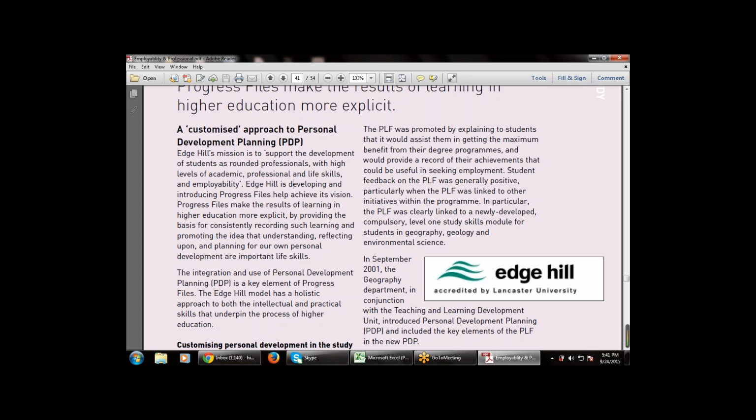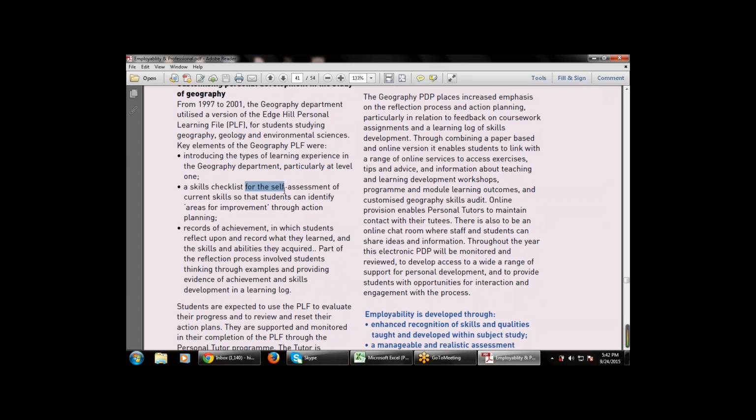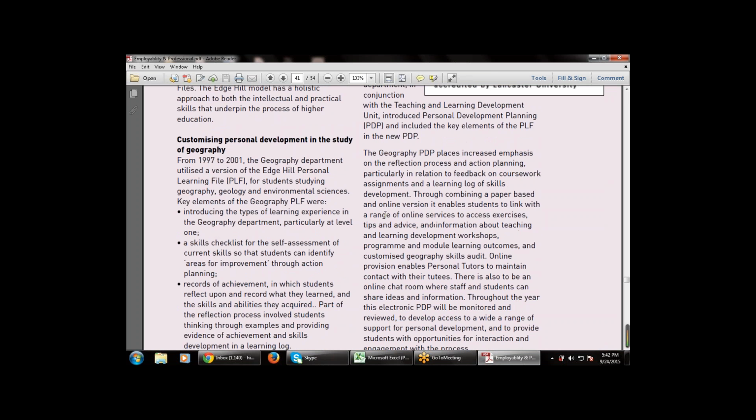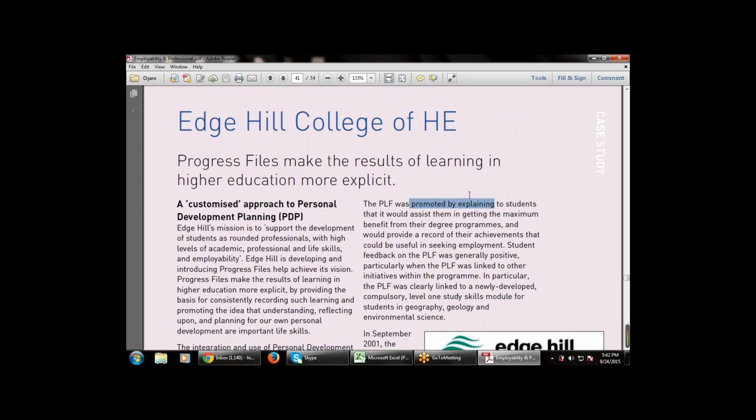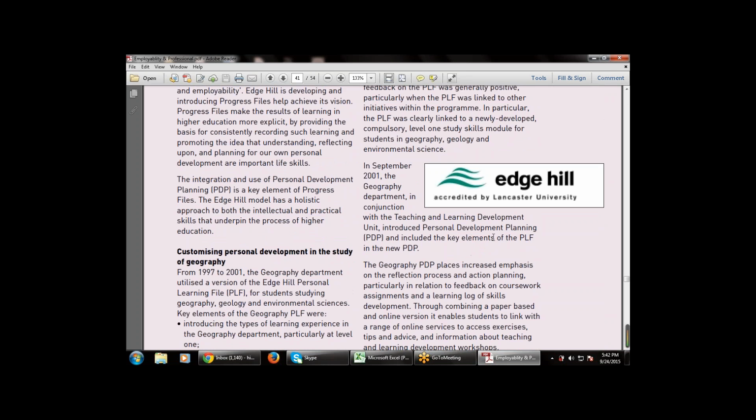And the integration and use of PDP, personal development planning, is a key element of the progress files. Then next is customizing personal development in the study of geography. There is a checklist method used with current skills so that students can identify areas for improvement. Students are also expected to use the PLF to evaluate their progress and review their action plans. And the PLF is promoted by explaining to students that it will assist them in getting the maximum benefit from their degree programs.